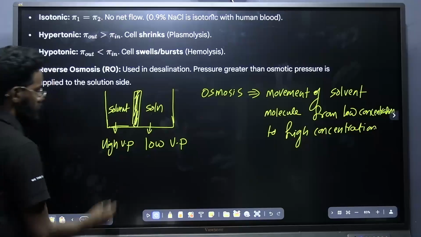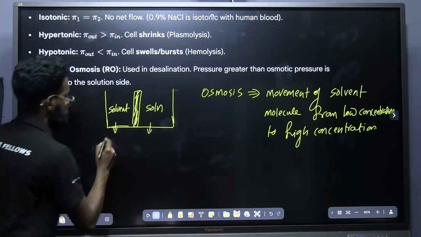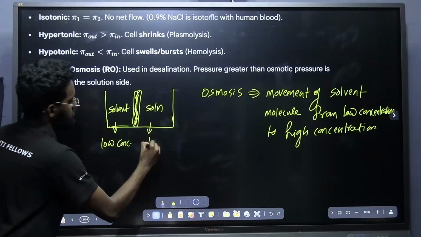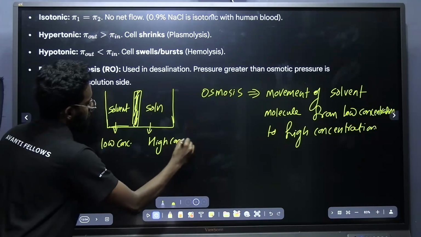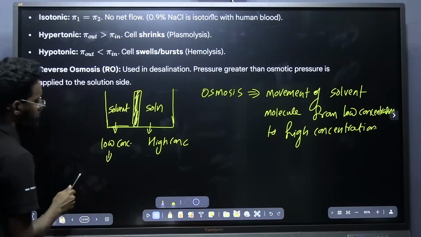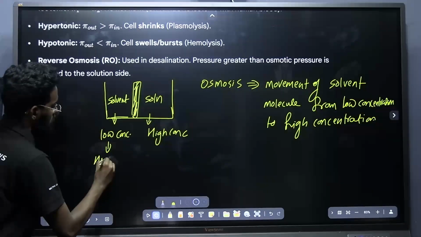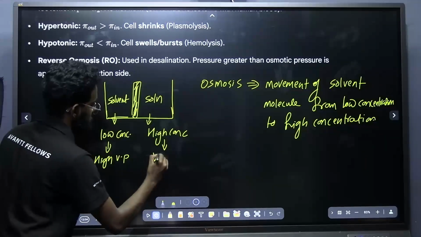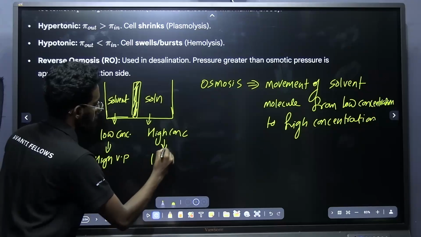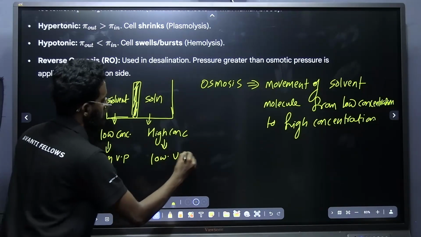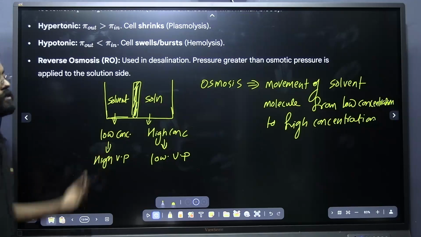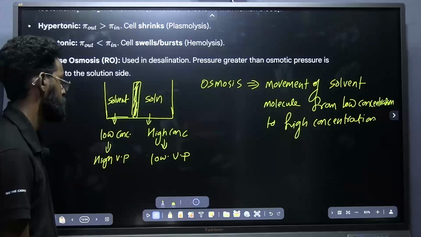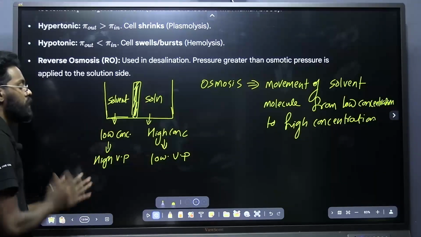concentration to high concentration. I am writing the concentration also. This is low concentration, this is high concentration. Low concentration will have high vapor pressure, and high concentration will have low vapor pressure. This pressure difference only makes the solvent molecules move from low concentration to high concentration. Okay, now this is what osmosis is.